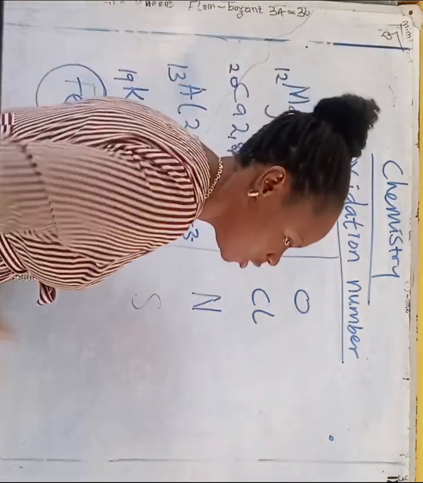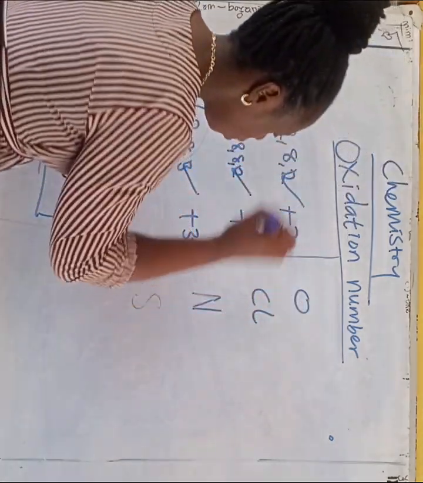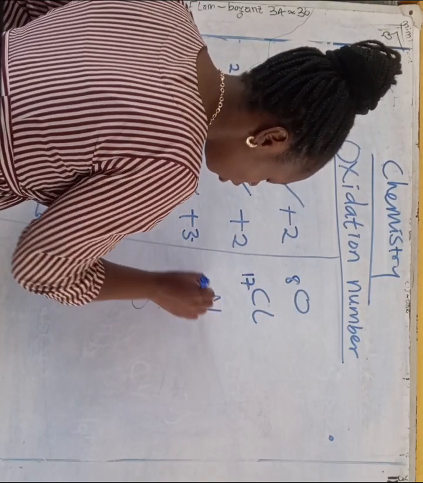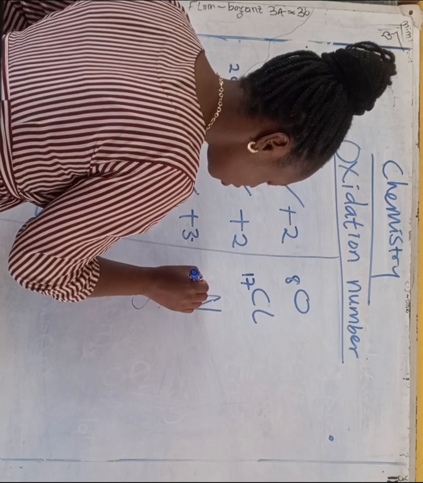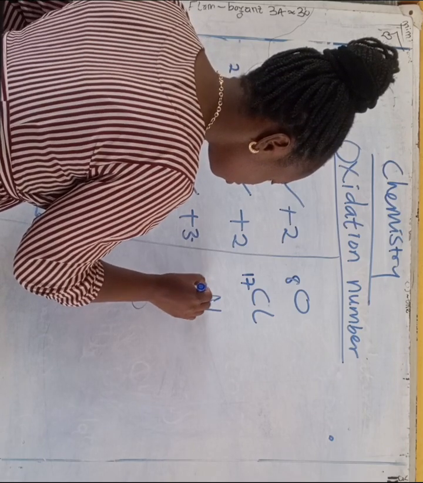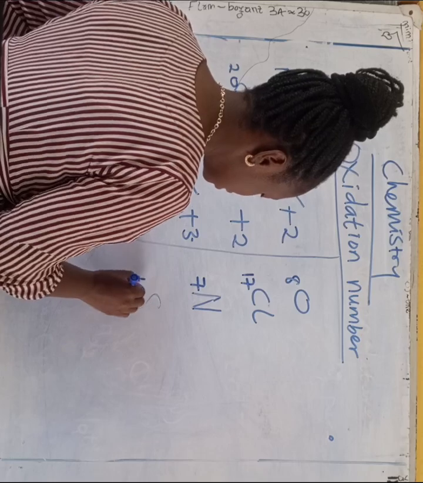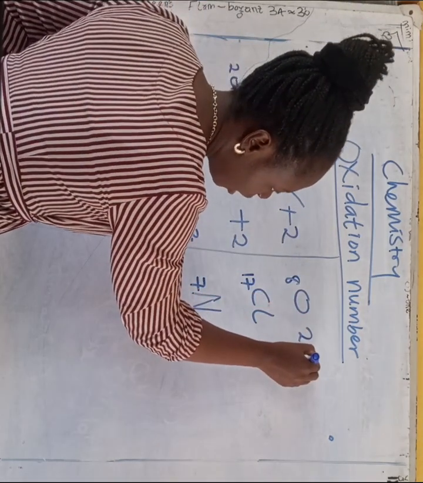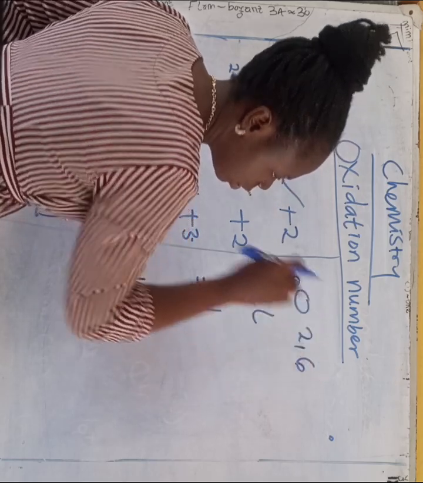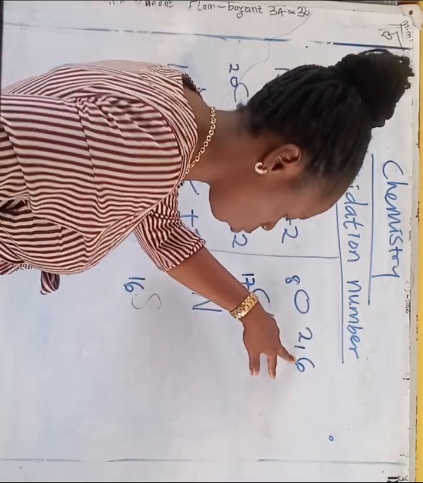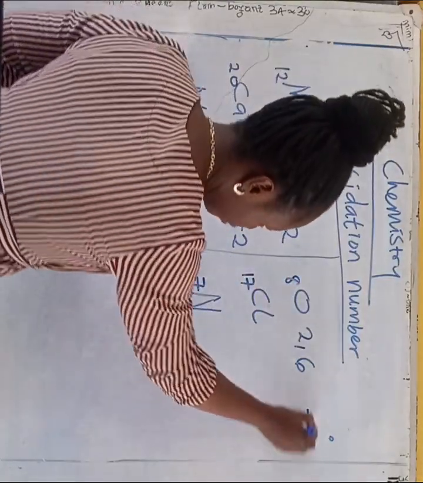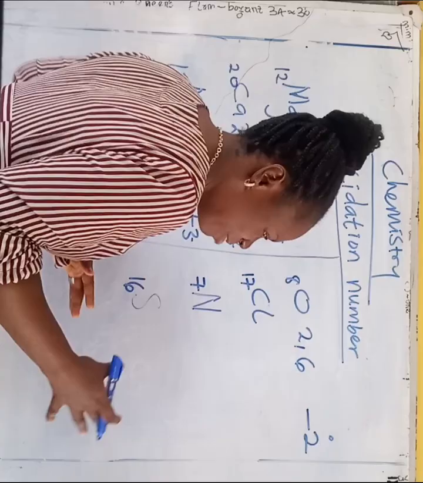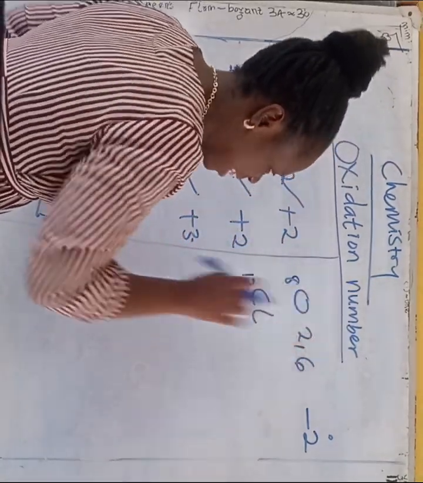Then coming to the negative ones: oxygen is 8, chlorine is 17, nitrogen is 7, sulfur is 16. So for oxygen, we have 2, 6. How many electrons does oxygen need to complete to 8? It is 2 electrons, so it will be -2. It will get -2 from any element, either by legal means or by illegal means. Oxygen will get that 2.